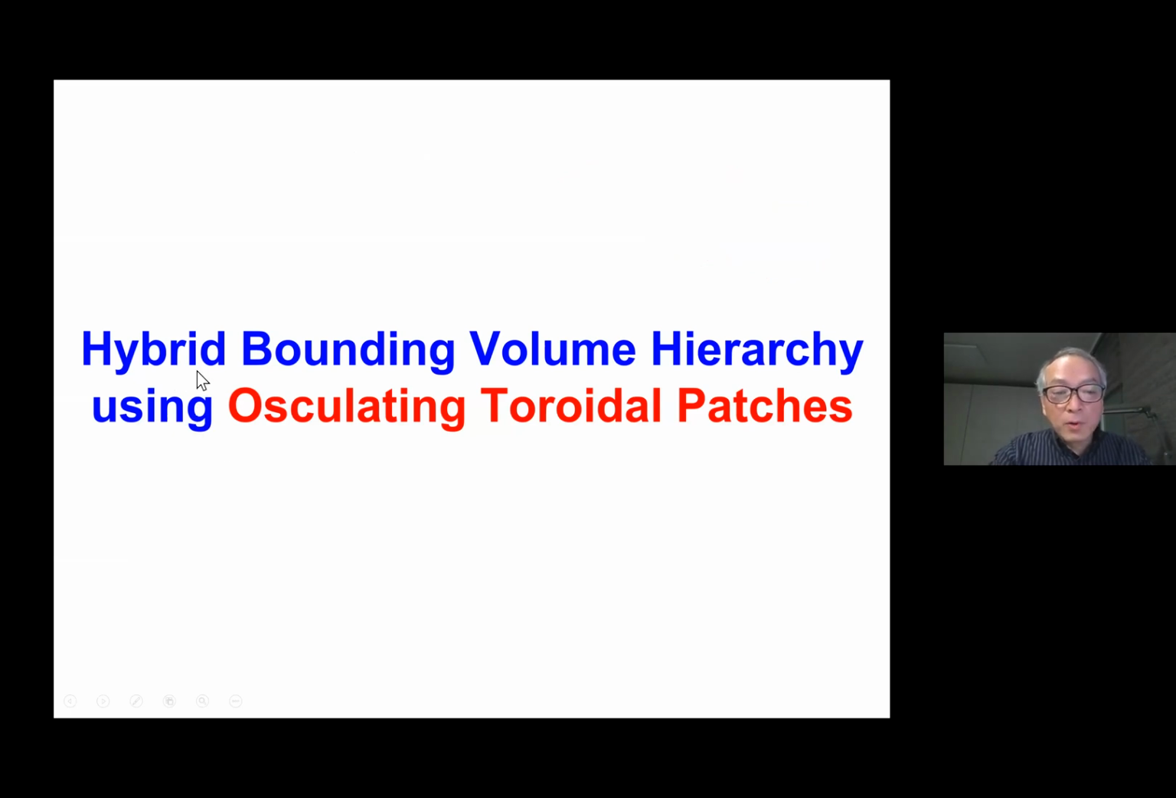So I'll give some more technical details about the hybrid bounding volume hierarchy using osculating toroidal patches. Hybrid means we use toroidal patches only for the leaves. And in the internal nodes, we use different bounding volumes, either tetrahedral-based, quad-based, or rectangle-based, depending on the different geometric computations we need to support.